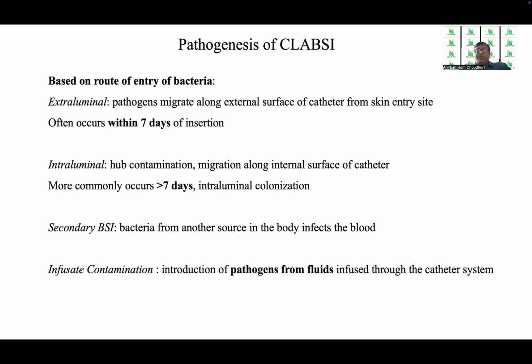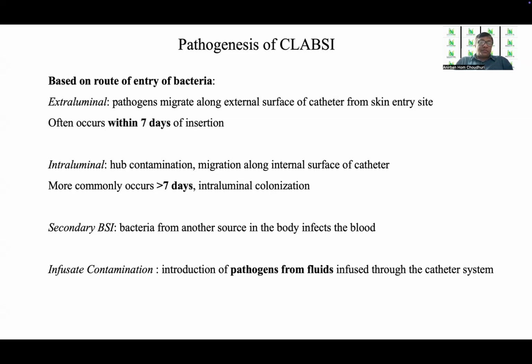Second, there can be intraluminal spread. Intraluminal spread occurs because of hub contamination. We know that the hub is a very potent site where the bacteria can thrive and grow. And from this hub, they can migrate along the internal surface of the catheter and spread to the blood, reach the heart, and then get distributed everywhere else in the body. So this commonly occurs after 7 days of cannulation, and it causes intraluminal colonization followed by infection.